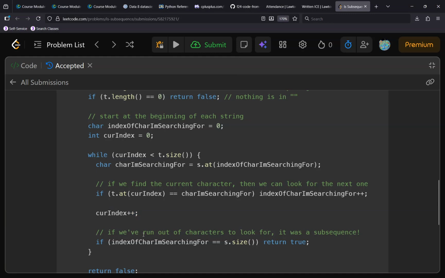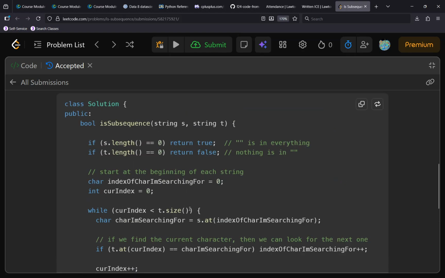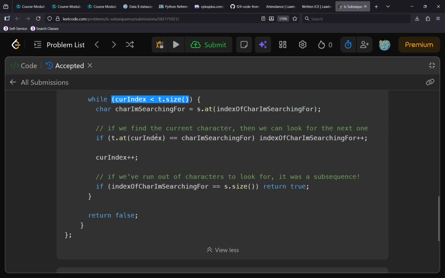So I'm advancing through both strings at once, in a sense. If we advanced the index of the character I'm searching for and just ran out of characters to search for, then it was a subsequence. But if we ever get out of this loop, that means we didn't return true and pass all the characters of S. That means we just exhausted T without getting past all the characters of S. That means we're done. False.